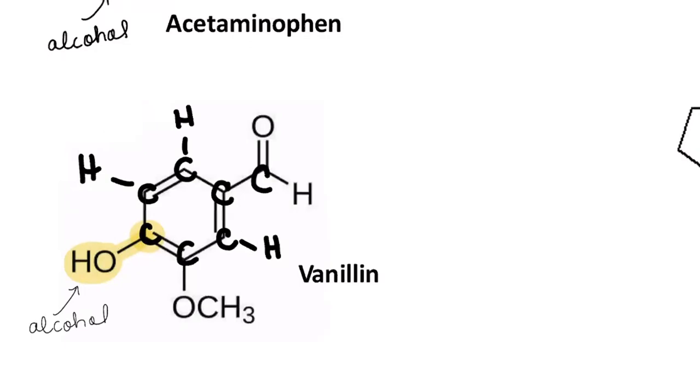Now, here we have a hexagon with alternating double bonds and single bonds. What is that called? Thank you, Katie. Yes, this is called an arene.